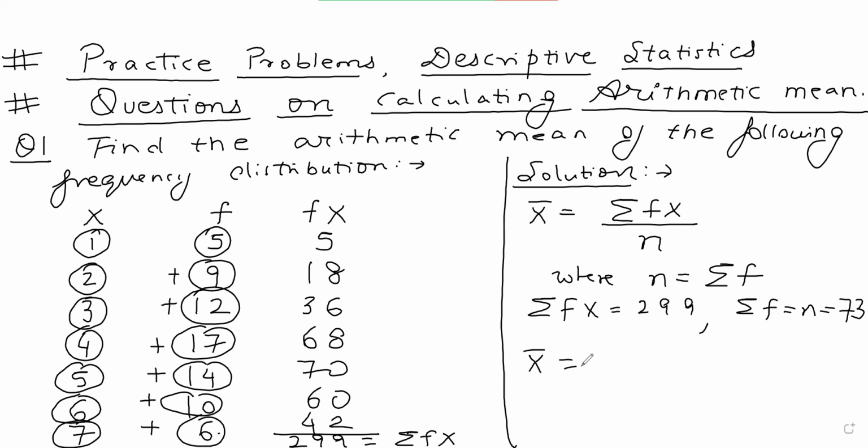What is my mean? 299, which is summation fx, over n, which is 73. Again, you can use your calculator and verify that the answer is 4.09. This is the arithmetic mean for the given discrete frequency distribution. Okay, let's take up another question. Question number 2. These are simple problems, first of all.